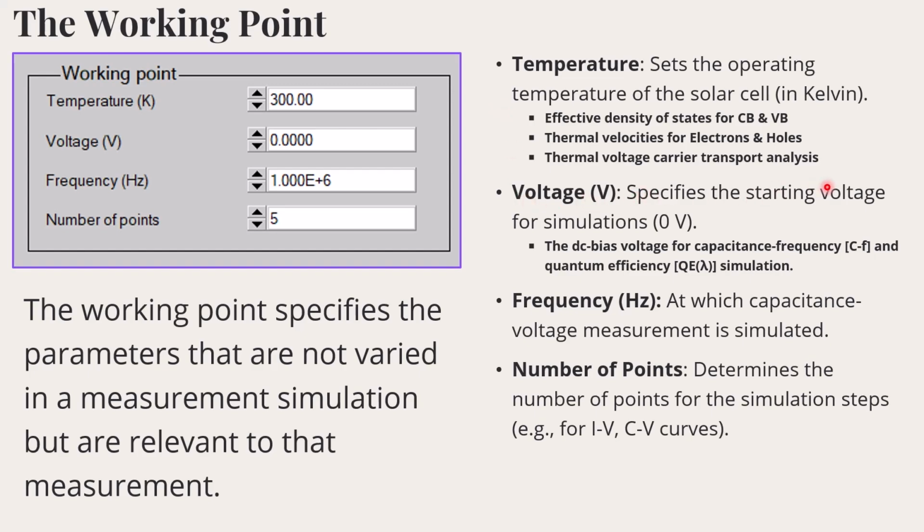The voltage also specifies the starting voltage for simulation. Usually, the voltage for measuring the capacitance, frequency and the quantum efficiency is loaded, and it is relevant for the DC bias voltage. We have the frequency. This is the frequency at which the capacitance voltage measurement is simulated. And the number of points determines the number of steps that is relevant for the IV curve and the capacitance voltage curve.